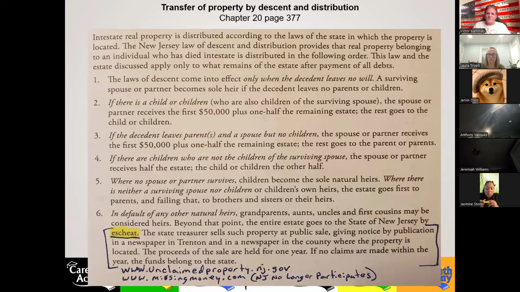Because if nobody steps forward to claim your stuff, the state will get it. Plus, it streamlines the probate process, so probate goes a lot smoother if you have a will. Otherwise, it could drag out and it could take a while, that process.